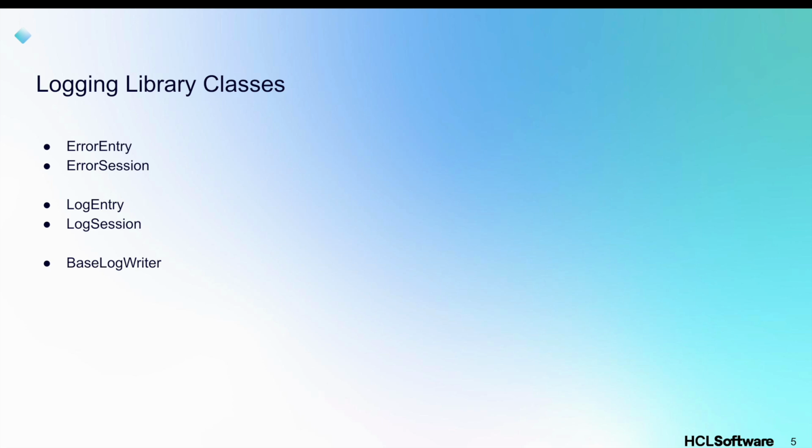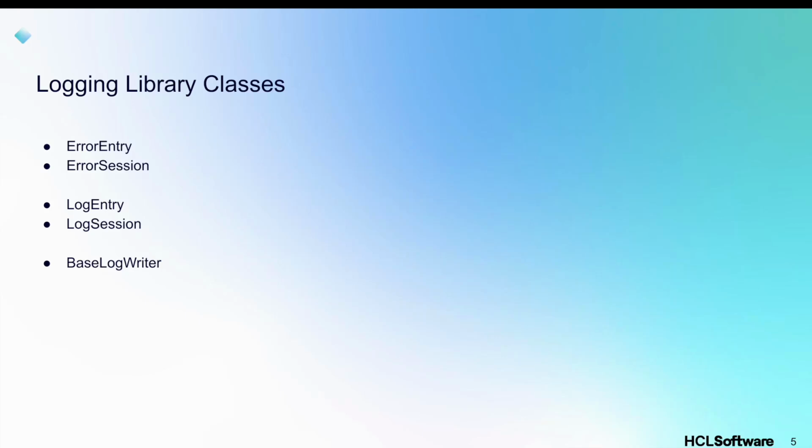All right, let's talk about the logging library classes. We're going to start with the very base level class, the error entry. Now this class allows us to track when an error occurs. So when an error occurs, you can spawn an error entry. We have an error session, and basically an error session is nothing more than a container class to carry all of our error entries that we have picked up and loaded in.